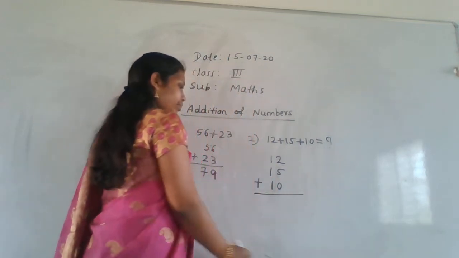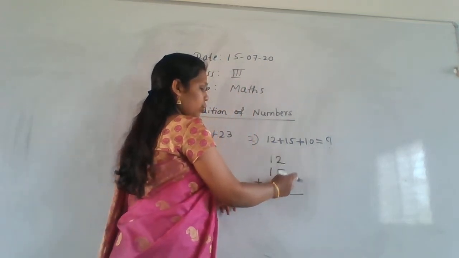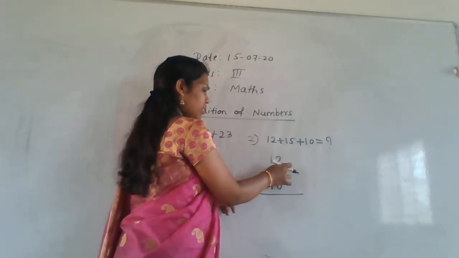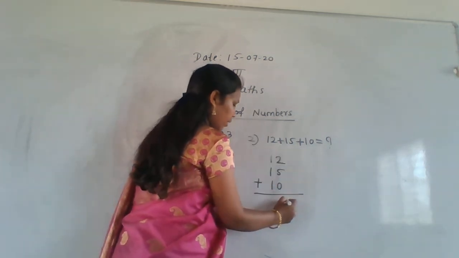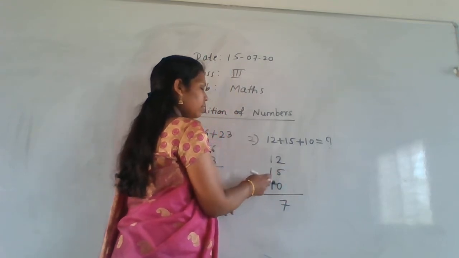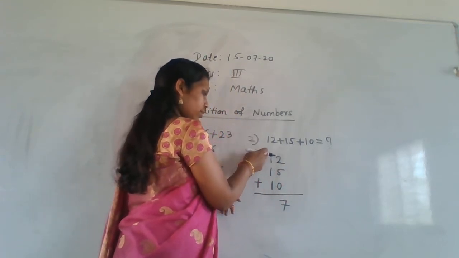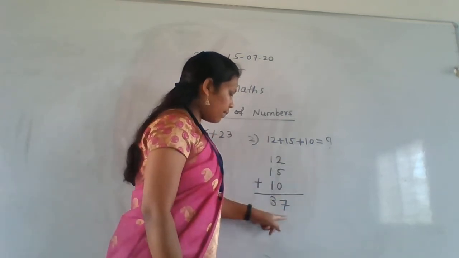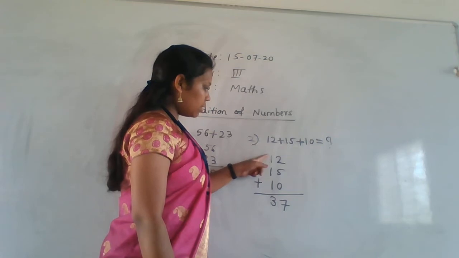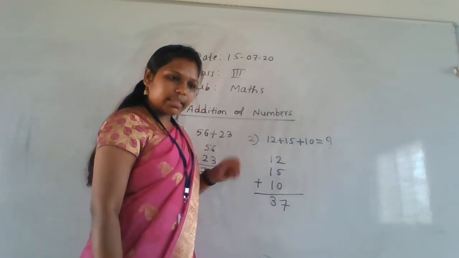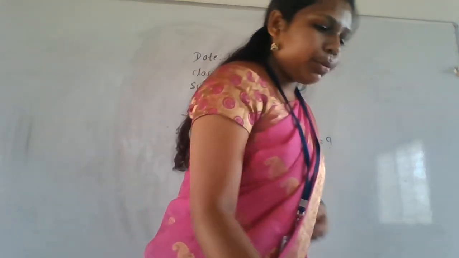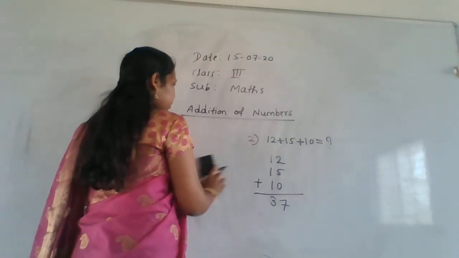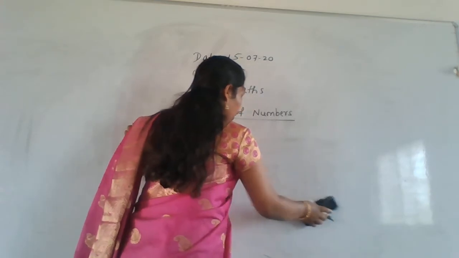Next, see. 2 plus 5 is 7. Next, 1 plus 1 is 2. Do you understand? So the answer is 27. Like that you have to do the next problem also. That is a 3-digit sum. You know 3-digit sums also.